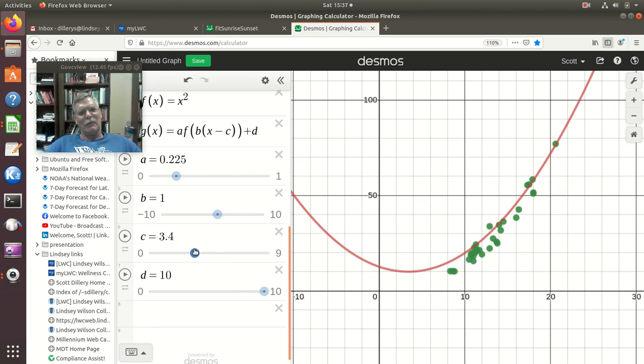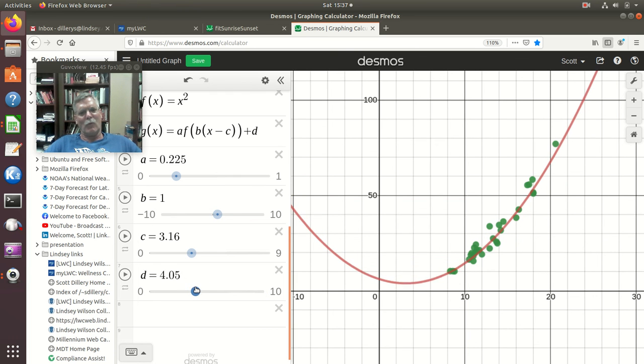I think I was around 3.1 or something like that, and then this was down here at like 4 something. Okay, so I was somewhere in there, and you see that's looking better because I'm on both sides of the line kind of the whole way. Okay, so that's some of the idea in trying to fit this.